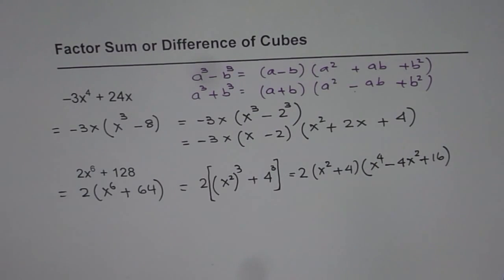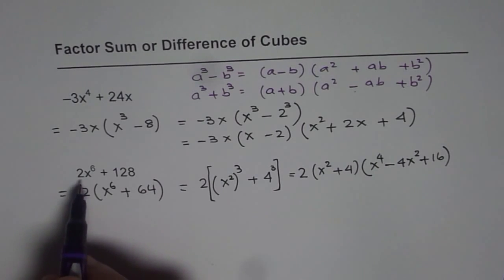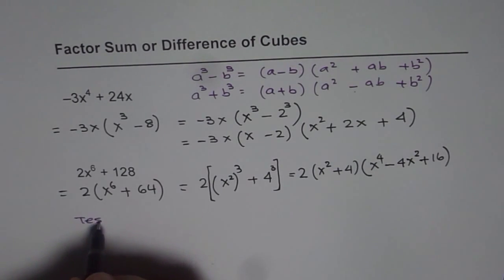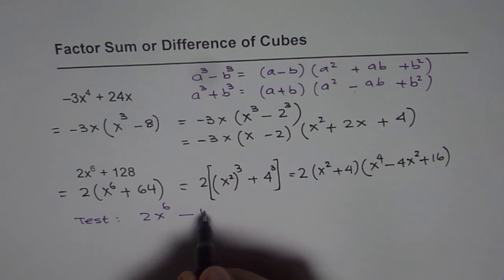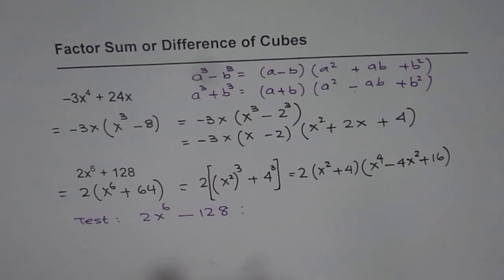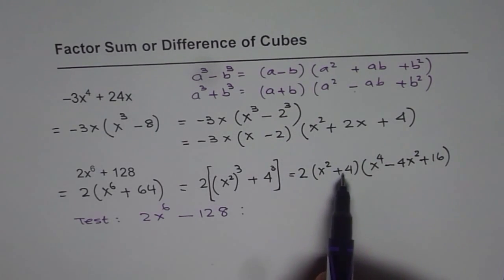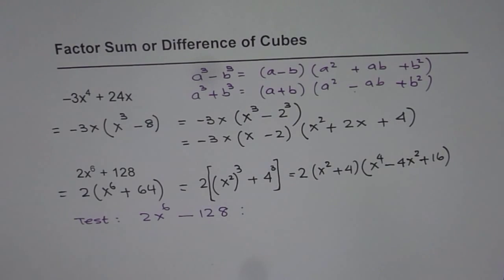Now here is a test question for you. I'm changing this question a bit. The test problem for you is 2x to the power of 6 minus 128. Factor this and find your answer. Remember, in this you have to use a minus b. So the first factor will be x squared minus 4. 4 is 2 square, and then you may have to factor further. We say that an expression is totally factored if you cannot factor it any further. So remember that. Completely factor 2x to the power of 6 minus 128. I hope that helps. Thank you and all the best.